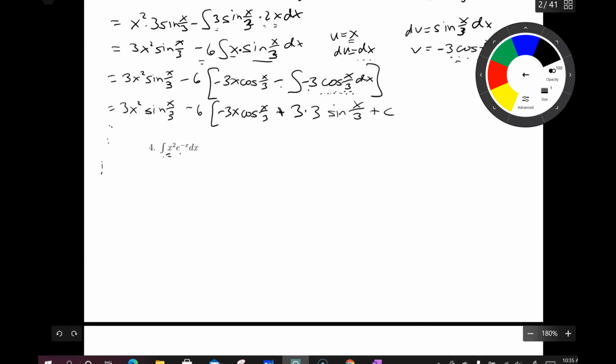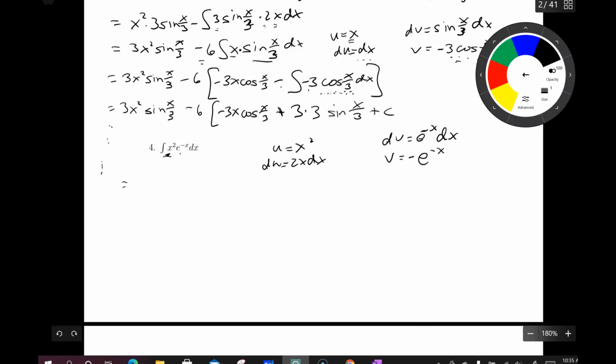Okay, last one. So here again, I'm expecting integration by parts twice. So I'm going to let u equal the x squared term, dv equaling e to the -x dx. All right, so du is 2x dx. And the antiderivative is 1 over a. Here the a is -1, so I get 1 over -1, which is negative e to the -x.